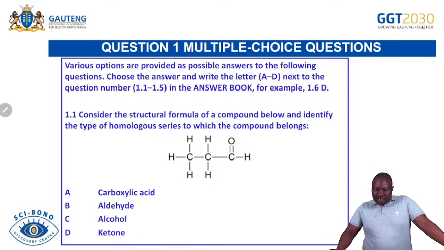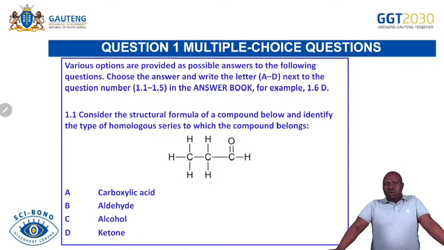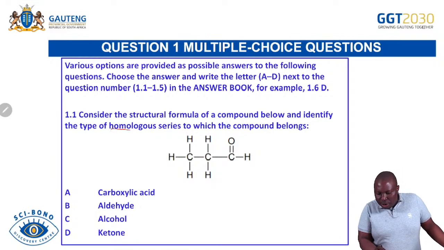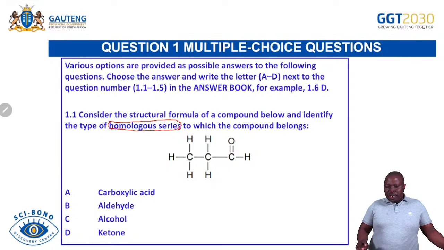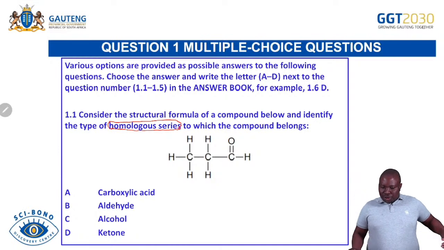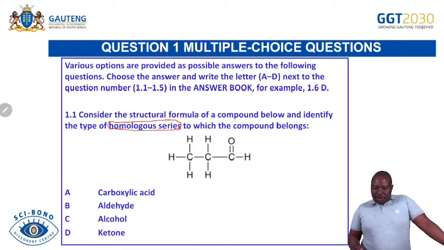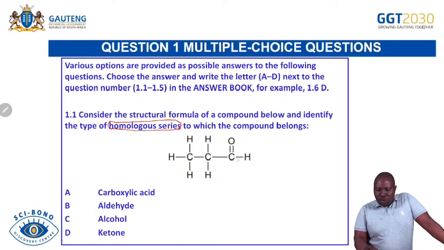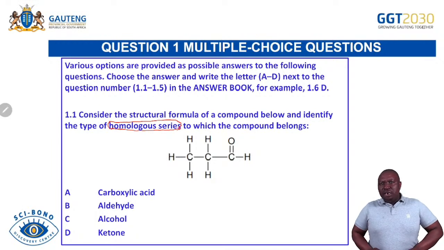Now, consider the structural formula of a compound below and identify the type of homologous series. Hoping you'll have a highlighter so that you highlight the keywords as you are answering questions. You can see the keyword there is that you must identify the type of homologous series. So you are able to check. Remember, we said we are doing only 9 homologous series. So if you check this one, how to identify homologous series, if I may help you here.